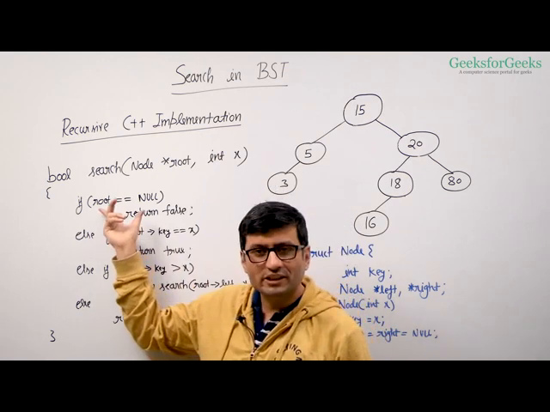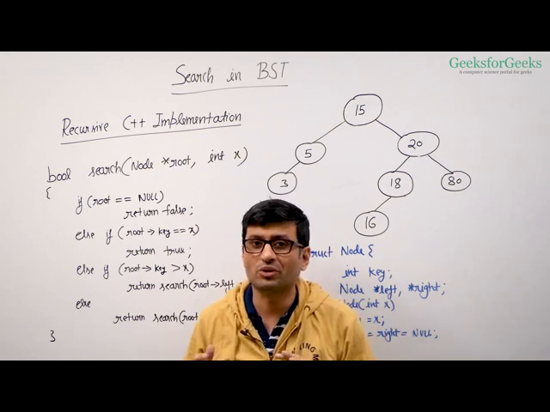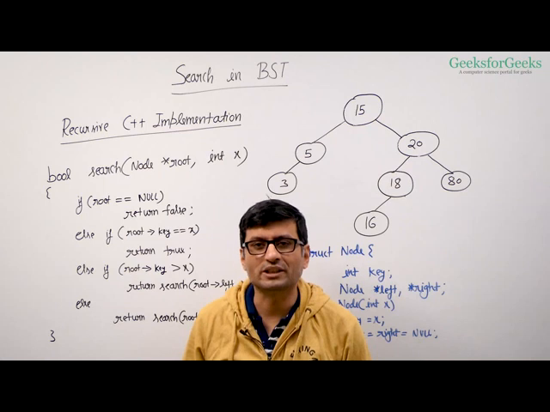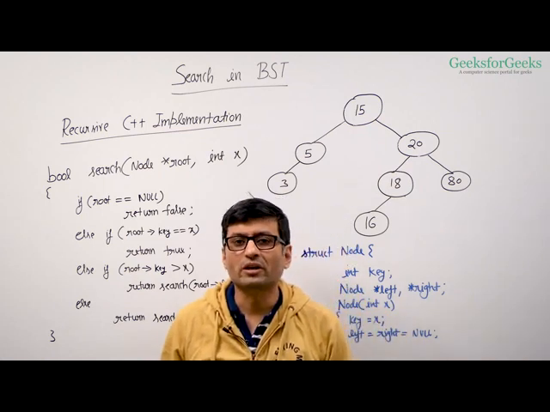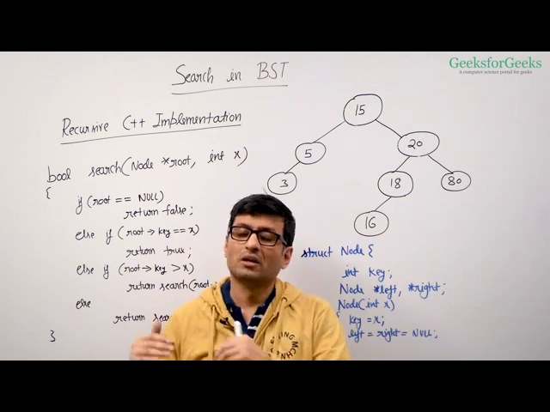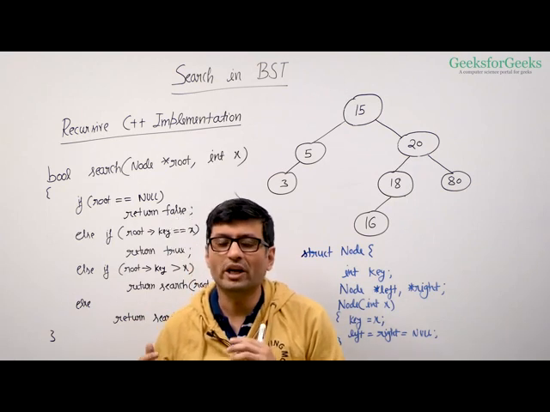So one is base case. If somebody passes an empty root, then we should return false, that the key is not present. Whatever key you are passing, it cannot be present in an empty root. This is also important to handle the base cases, because when you are searching for a key and if the key is not present in the tree, you end up with a null.